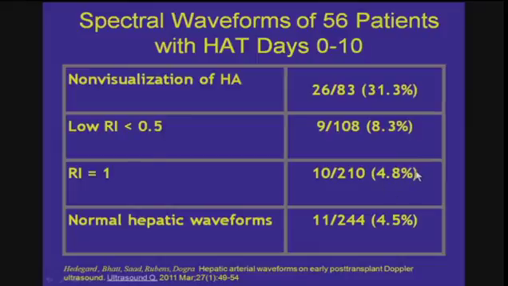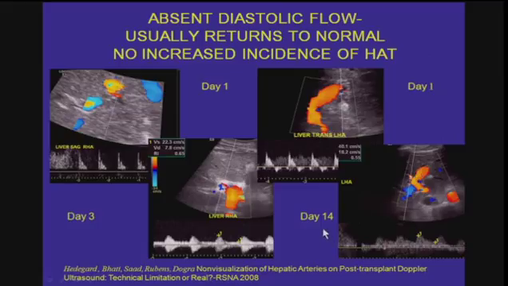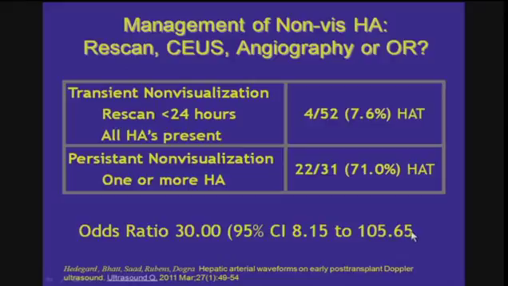We just wait and watch. They usually return to normal, and there really is no increased incidence of hepatic artery thrombosis. So just a couple of examples. Here's a patient with a very high resistance waveform. By day 3, it's normal. This patient took 2 weeks for it to come back to normal, but eventually it did.